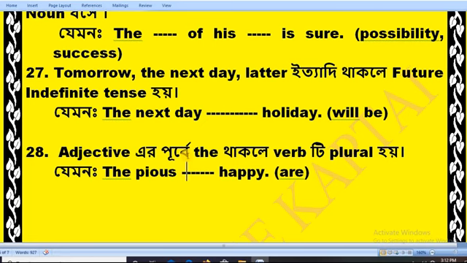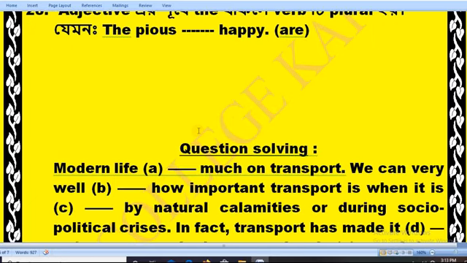Okay, I hope these are all important and very much important rules for gap filling activities. I think if you follow the rules, if you practice the rules, and if you remember the rules, inshallah you will be able to solve gap filling activities, not only gap filling activities but also right form of verbs and other grammatical items, you will be able to solve them frequently. Okay, that's all. Thank you so much.